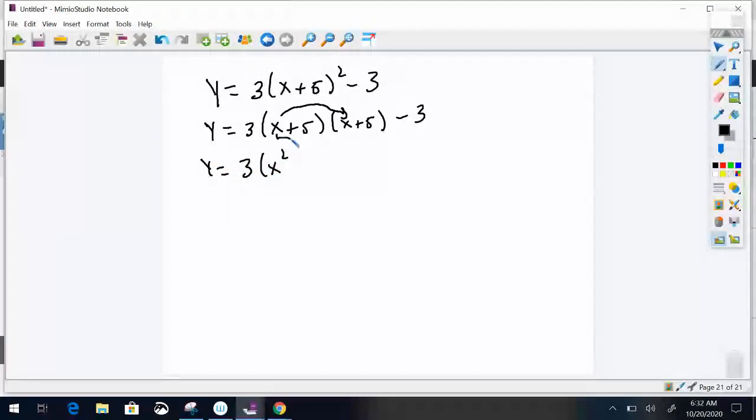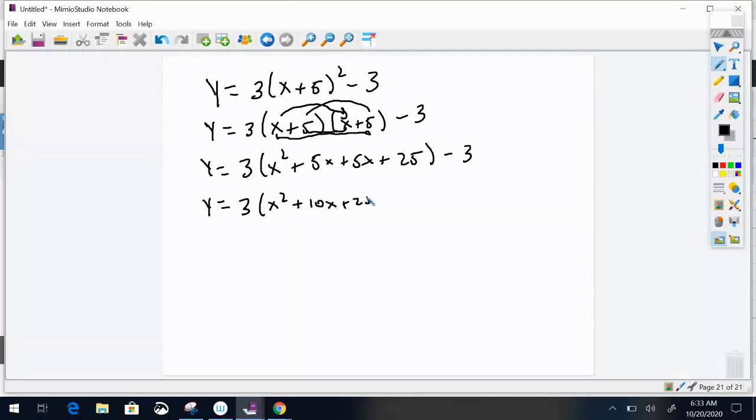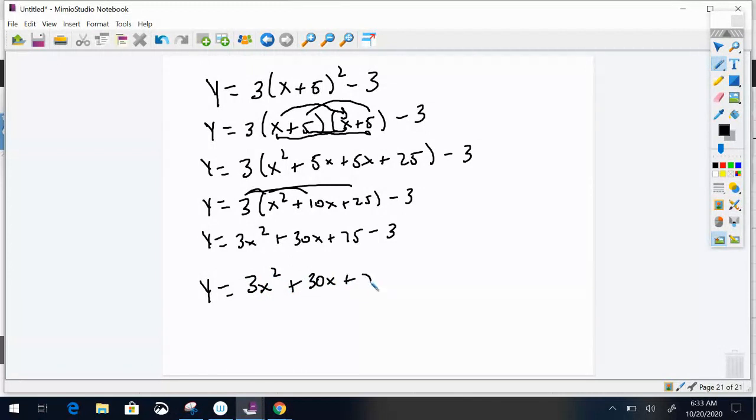So that'd be x squared. My outer would be plus 5x. My inner would be plus 5x. So I'd have plus 10x, and then 5 times 5 is 25. Then you got the minus 3 on the outside there. So now inside here we have to combine like terms. X squared plus 10x plus 25 minus 3. Now I distribute. So I'm going to distribute this 3 to all three of these. So it'd be 3x squared plus 30x plus 75. Don't forget that minus 3 on the end. And y equals 3x squared plus 30x plus 72.